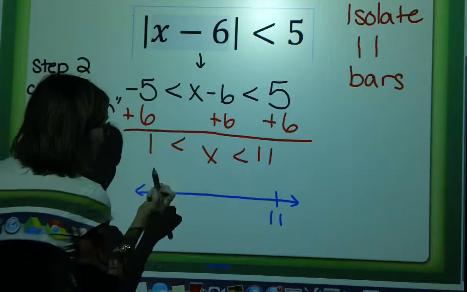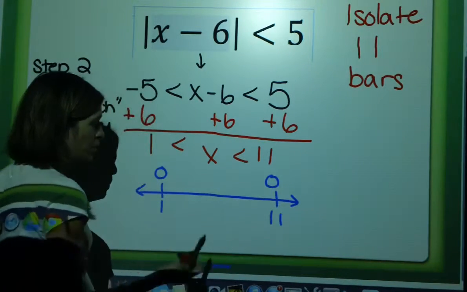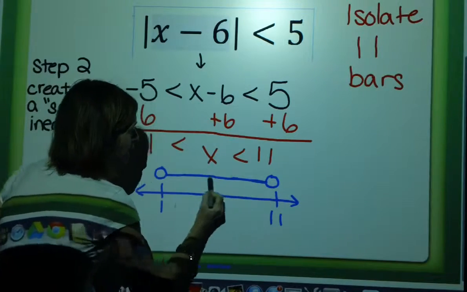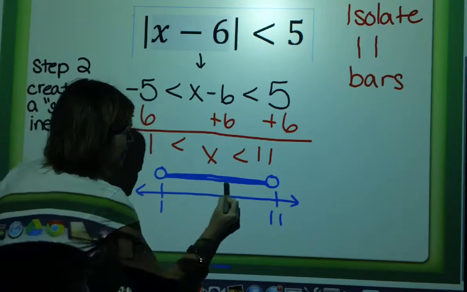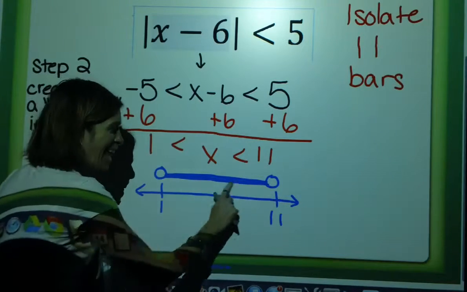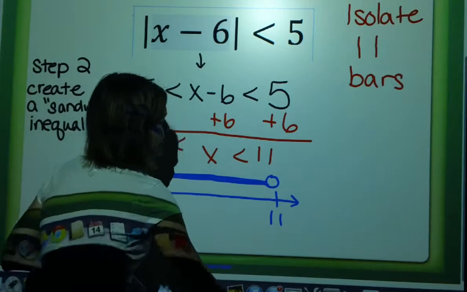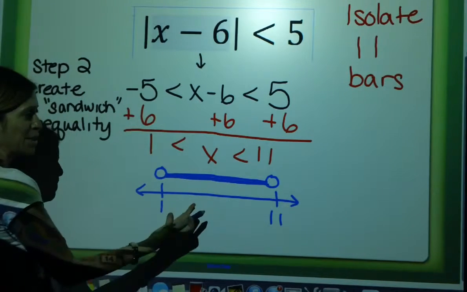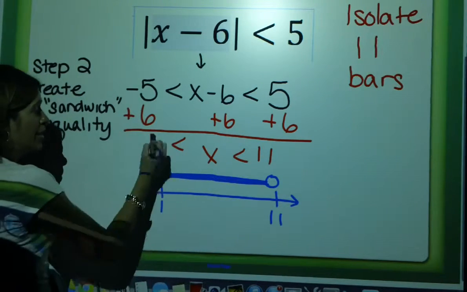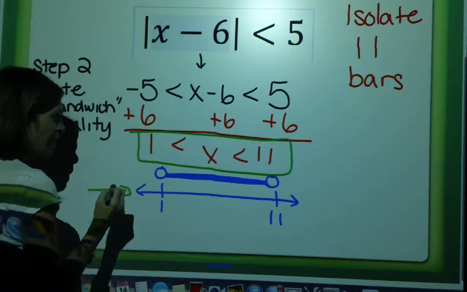So we've got x is greater than 1, less than 11, open circle, and I want everything in between it, just like a sandwich, where the numbers on the outside act as my bread, and the x acts as my meat, or my peanut butter and jelly. All right, so there's my absolute value answer. This part, and then the graph.